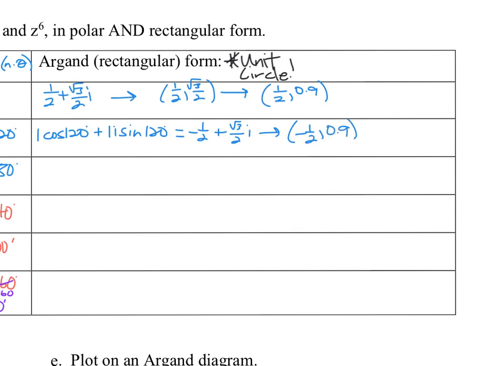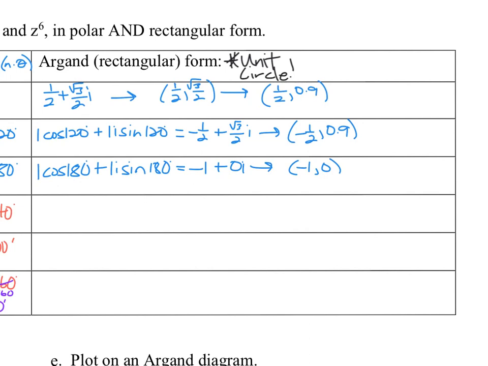So that's going to be (negative 1/2, square root 3 over 2, or 0.9). So again, not awful. The cubed, 1 CIS 180, that becomes 1 cosine 180 plus 1i times sine 180. So over on the left side of the graph at 180, cosine is negative 1. 1 times negative 1 is negative 1. Sine at 180 is 0. That means we have 0i. And our ordered pair for graphing purposes is (negative 1, 0).